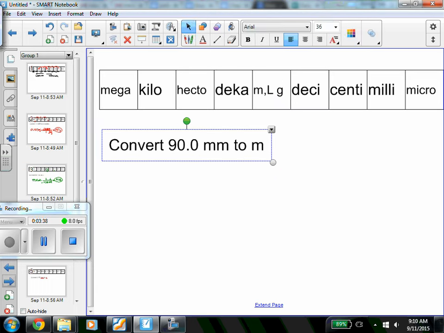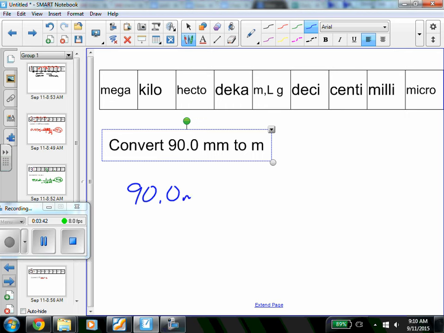All right, 90 millimeters to meters. So now I have 90 millimeters, dot, line. Set up the problem the same way. If you have millimeters up here, millimeters has to go down here, so it will cancel. Meters goes on top because that's what I'm converting to.